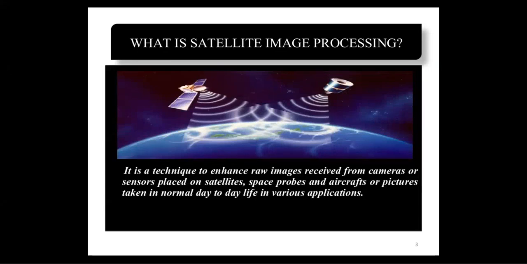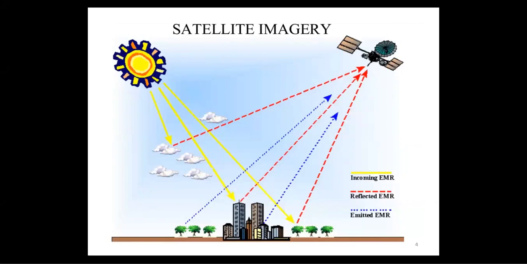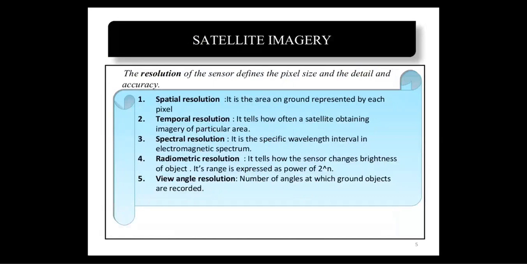It is a technique to enhance raw images received from cameras or sensors placed on satellites, space probes, and aircraft, or pictures taken in normal day-to-day life in various applications. In the satellite imagery, you can see sun rays coming in as light, and the receiver sends a message to the satellites and it gets reflected back. Next we have satellite imagery.